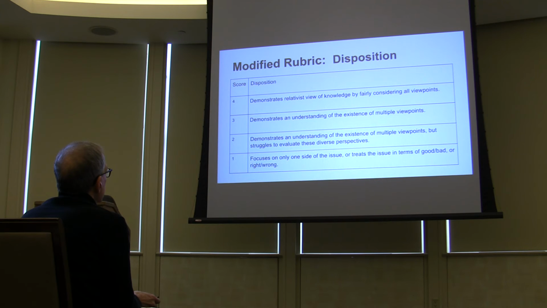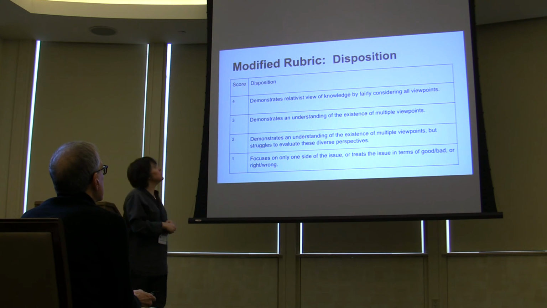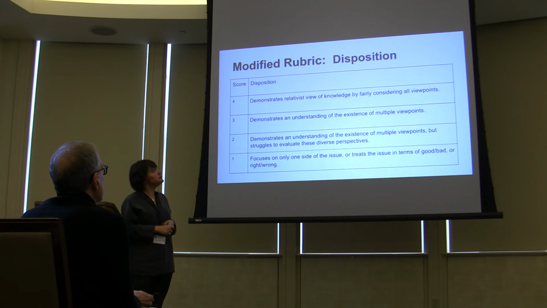And the last one, disposition. I really simplified this as well because there is a lot of philosophical language going on that I think would be really kind of tough for the students to interpret. So I said for the highest score, level 4, demonstrates a relativist view of knowledge by fairly considering all viewpoints. And it should be said, and that develops a consistent point of view.